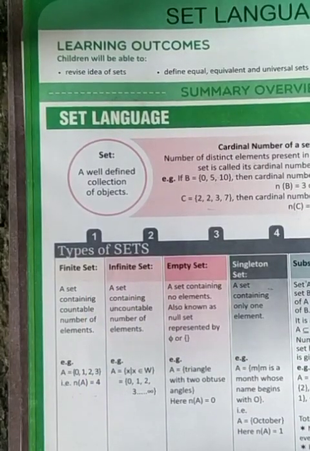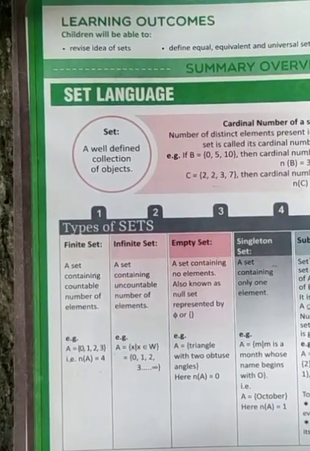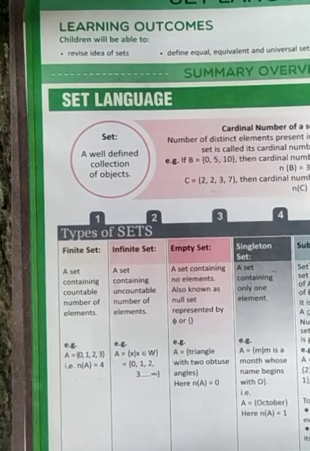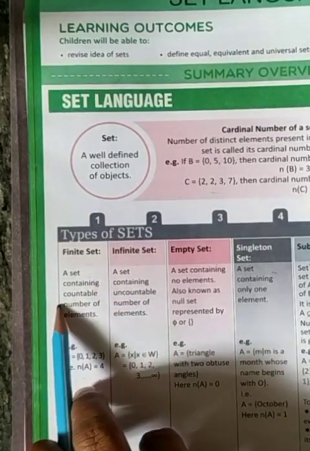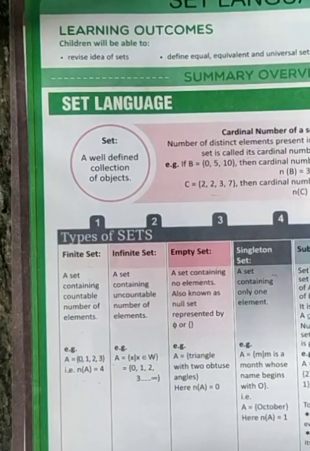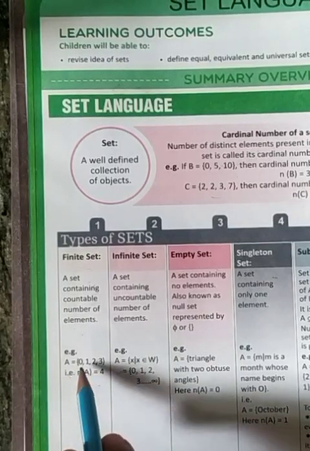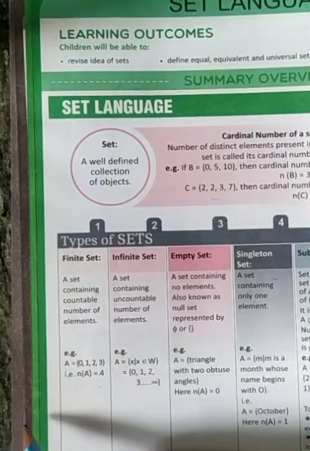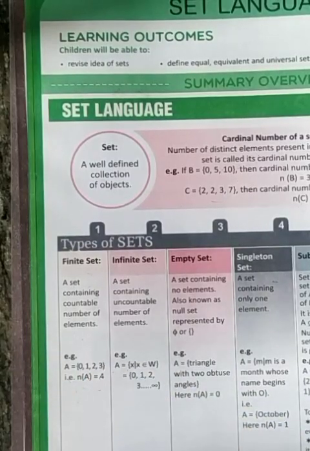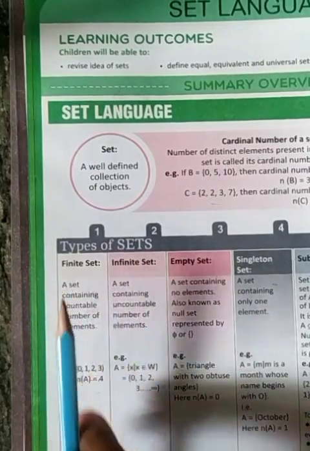A set containing a countable number of elements. Countable number of elements means we can count. A set containing a countable number of elements, we call it a finite set. We can count that number of elements. For example, A = {0, 1, 2, 3}. That is n(A) = 4. So here 1, 2, 3, 4 elements are there. So we can count. For the counting part, we call it a finite set.